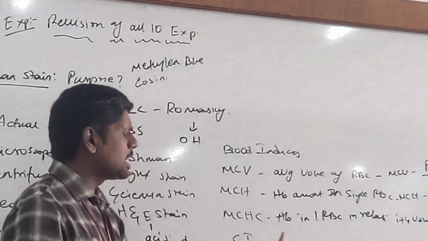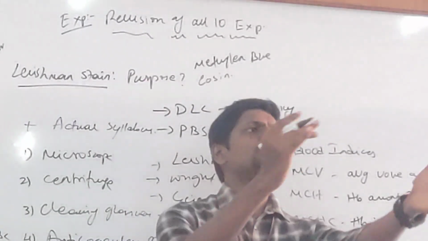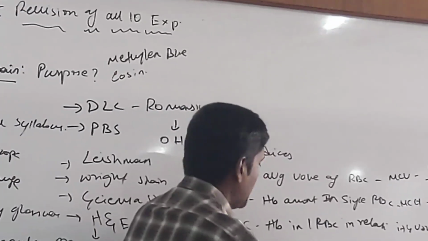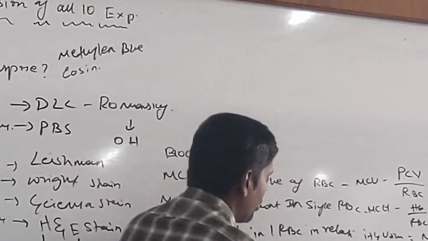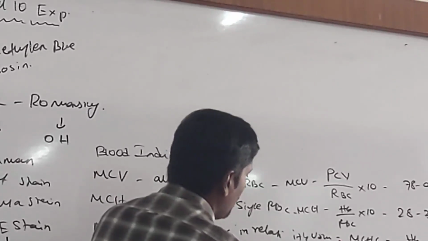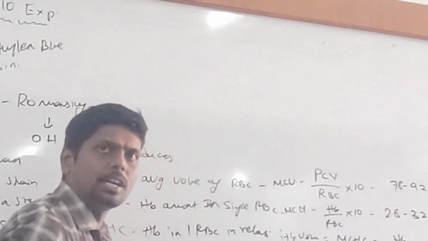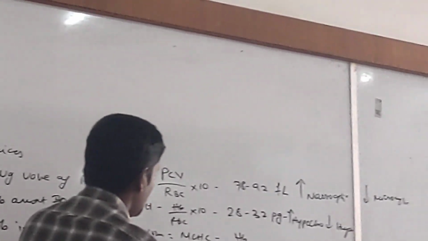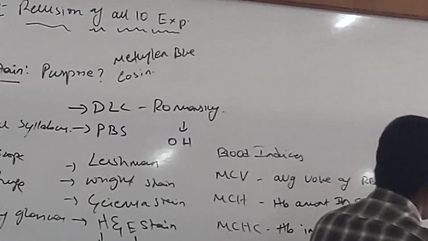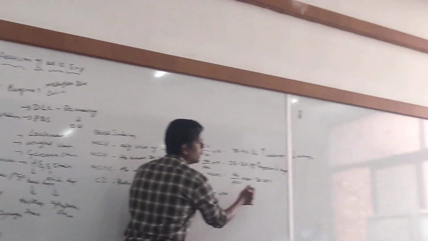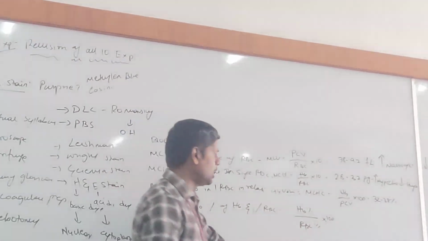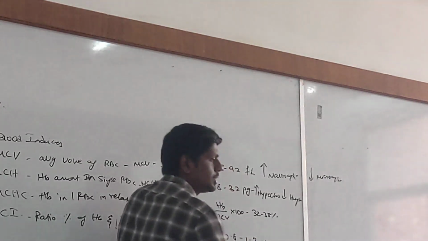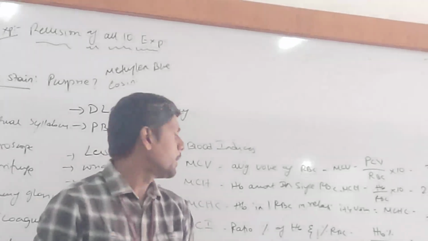Then, what is this color index? It is a ratio between the percentage of Hb and the percentage of RBC count. So what is the formula for this one? Hb percentage by RBC percentage into 100. Whatever you get, that is your color index. Normal value is 0.8 to 1.2. This is all about color index.